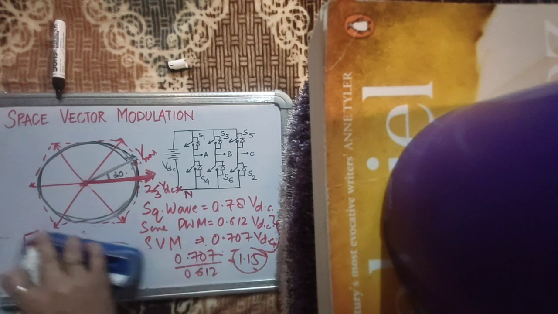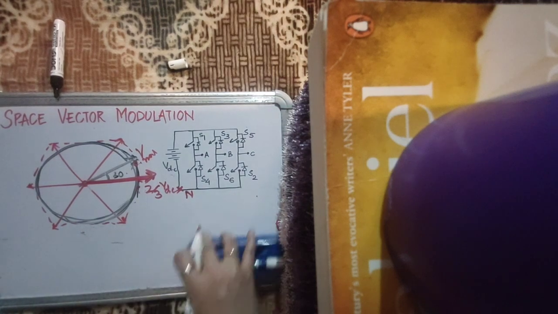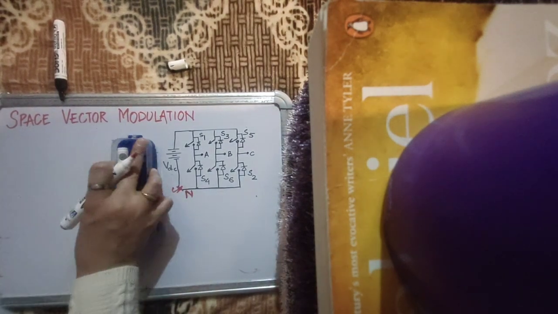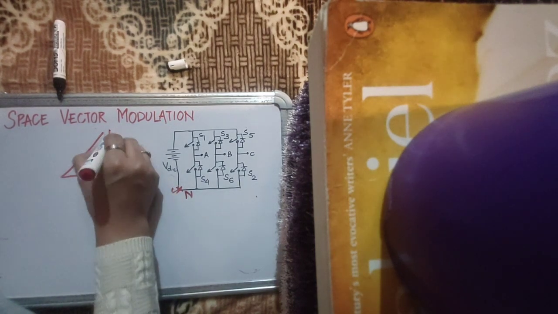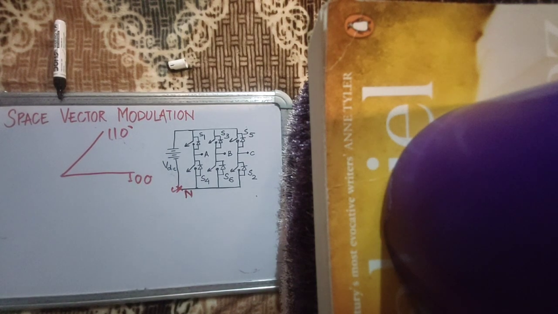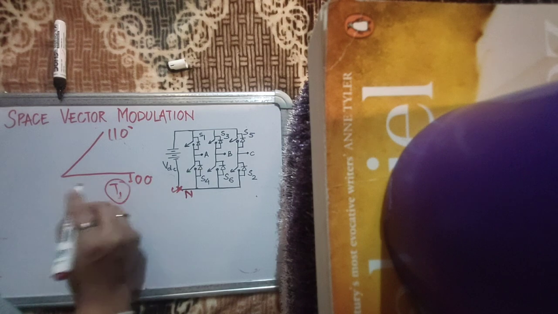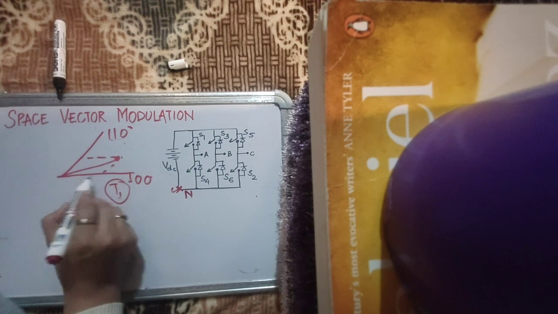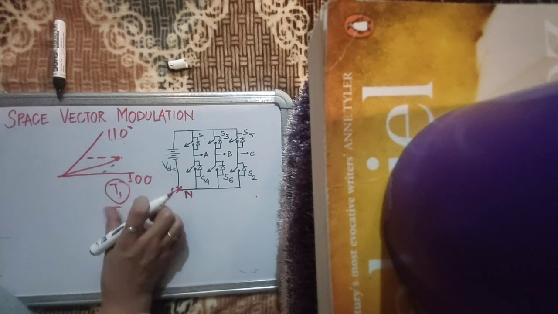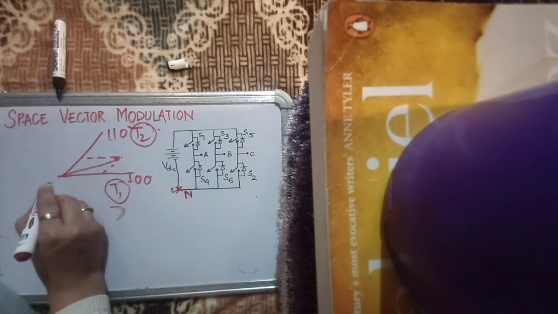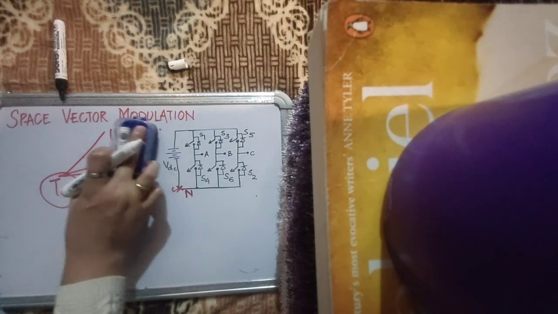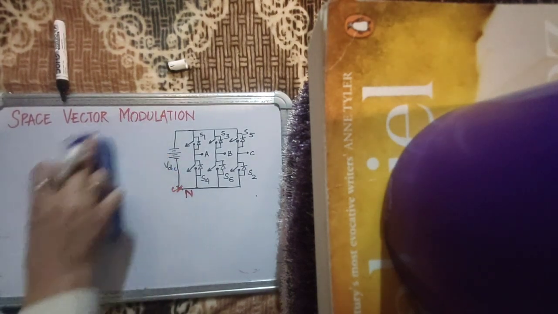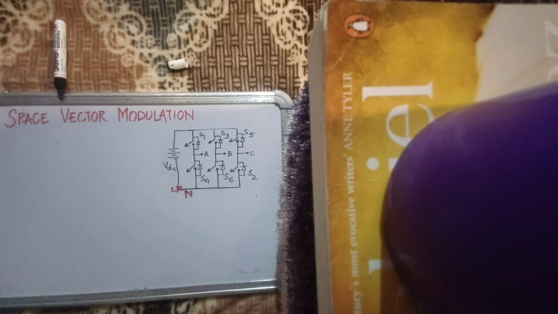So what happens now? Suppose we are in the first sector, which is enclosed by 100 and 110, and we saw that your space phasor is somewhere at this time, and accordingly you have calculated T1 and also calculated T2. And then the remaining time interval is supposed to be T0 when you have to switch the 0 state, that is 000 or 111. Even while making these switchings, you have to carefully distribute the switchings so as to maintain waveform symmetry. Now tell me why.